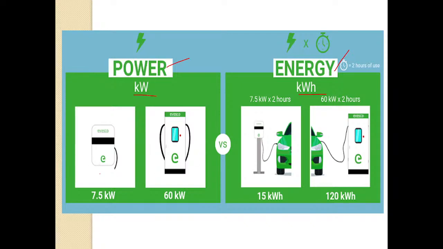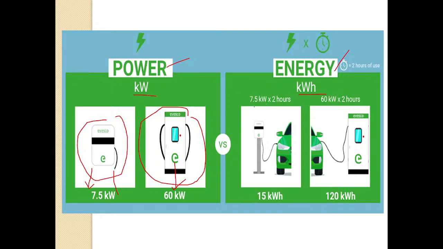So here we have two electrical goods. Both are electric vehicle chargers. This is one electric vehicle charger, this is another electric vehicle charger. The rating of this electric vehicle charger is 7.5 kilowatts. The rating of this electric vehicle charger is 60 kilowatts.